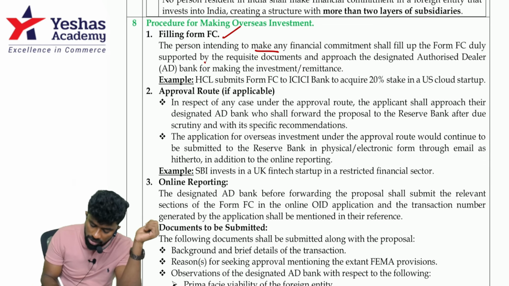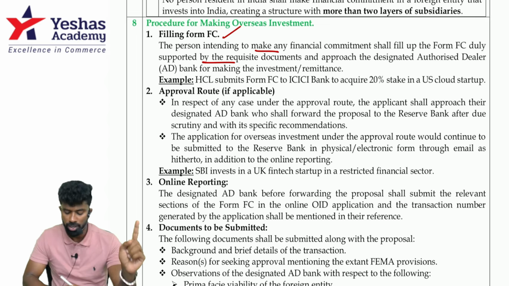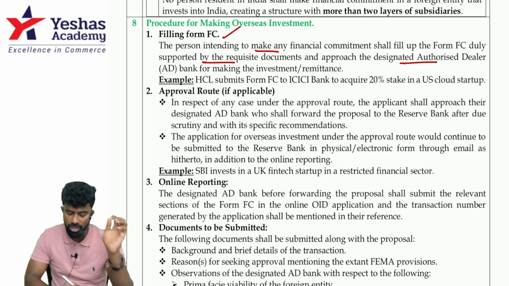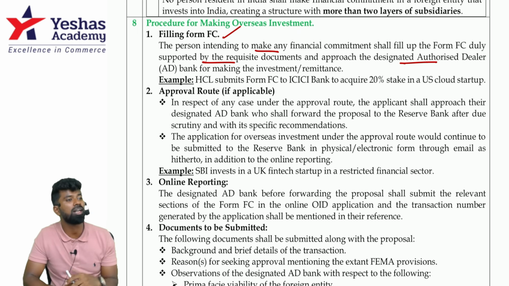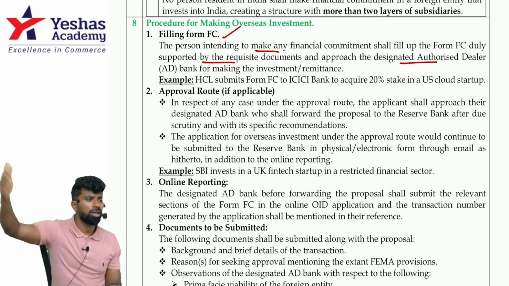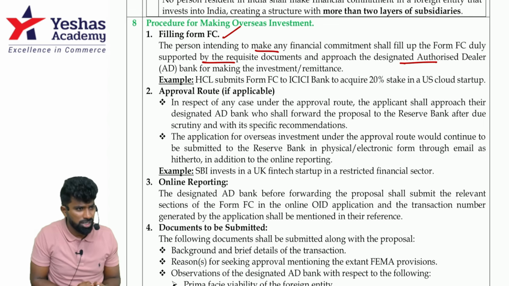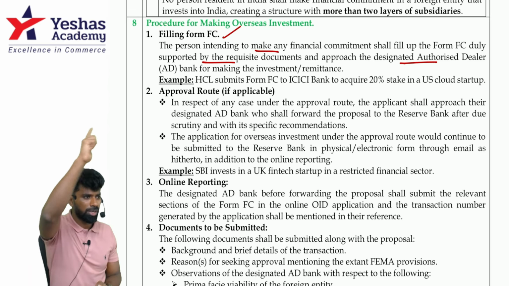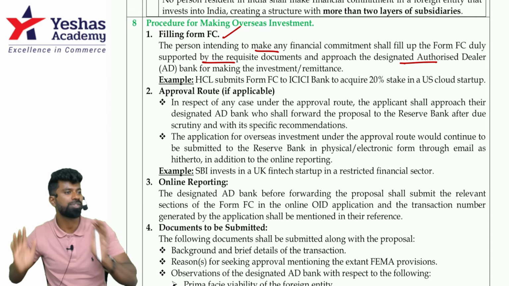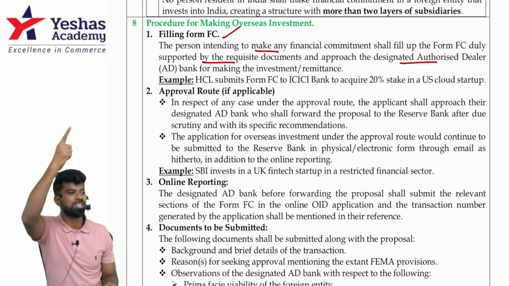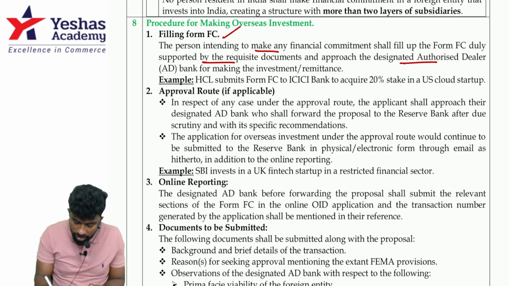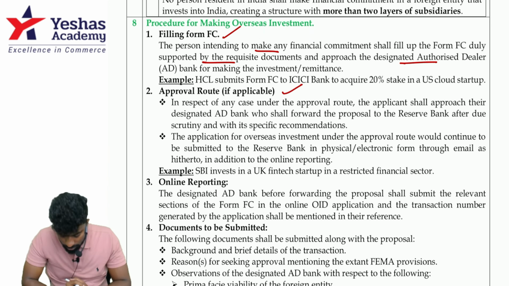FC, duly supported by the requisite documents, and approach whom? Designated authorized dealer. What dealer? You go to HDFC Bank saying that HDFC, I want to make investment outside India. Fill up form number FC. I want to invest where? Outside India. If it is an approval route, what route?